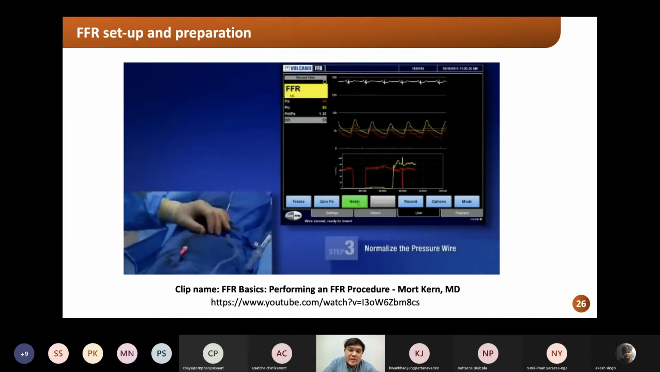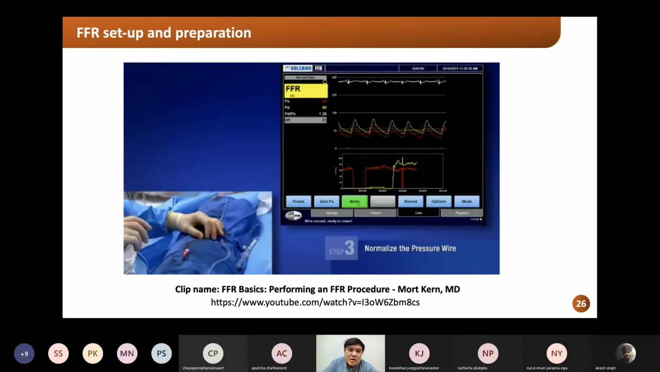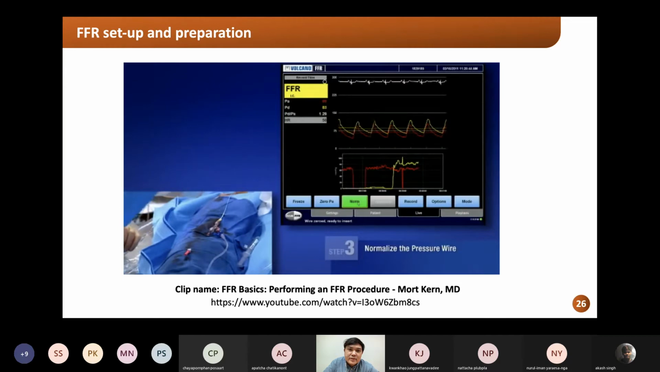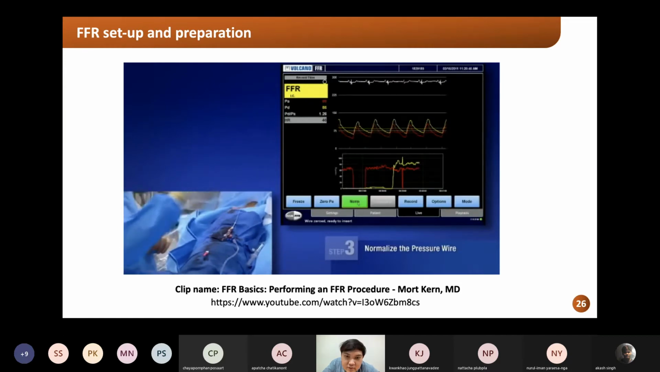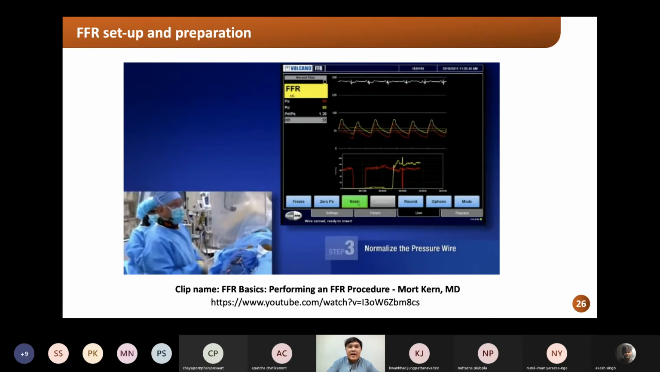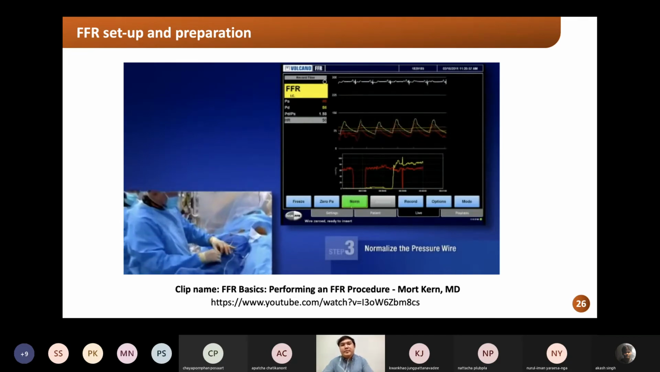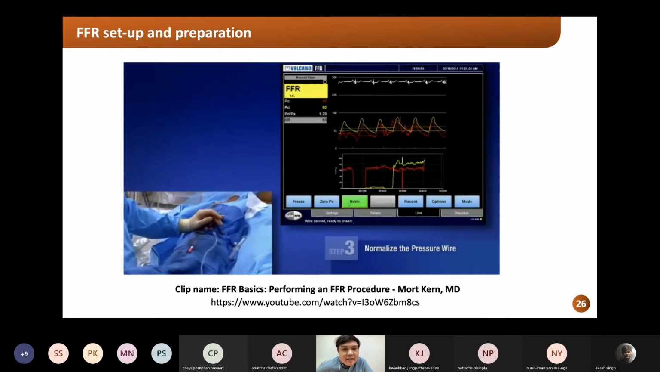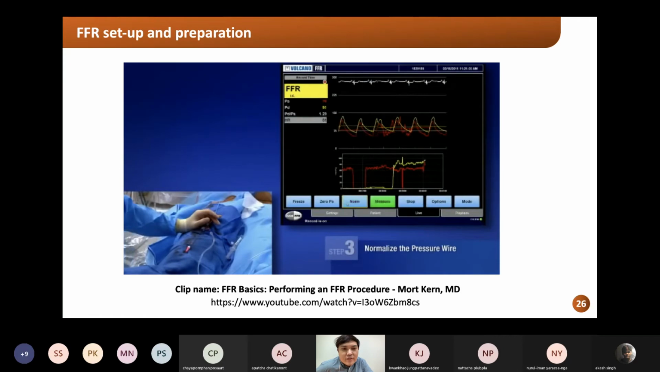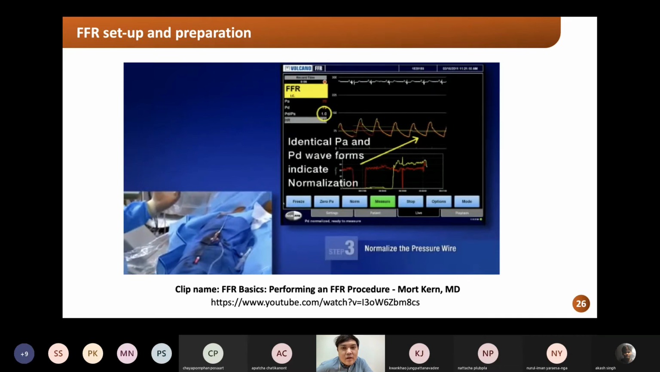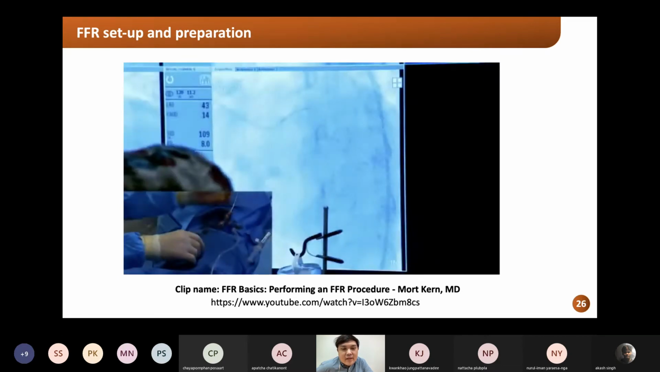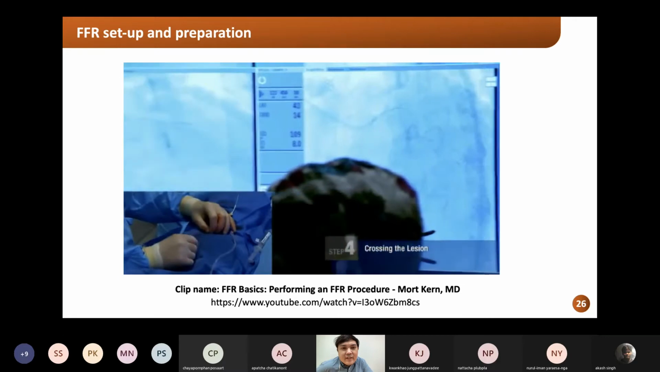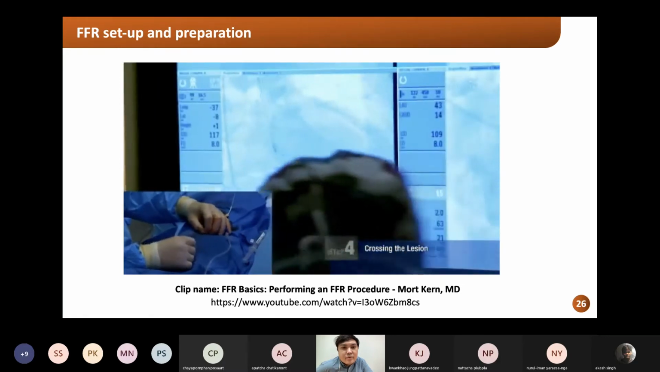Now he inserts the pressure guide wire into the aorta already. And after that, they take the introducer needle out and also lock the Y connector to prevent the air from leaking out. And after that, he is going to calibrate to the aortic pressure.